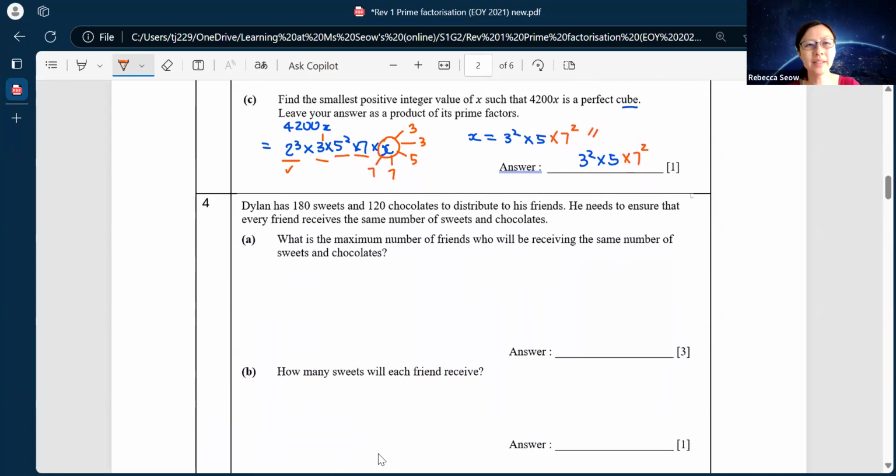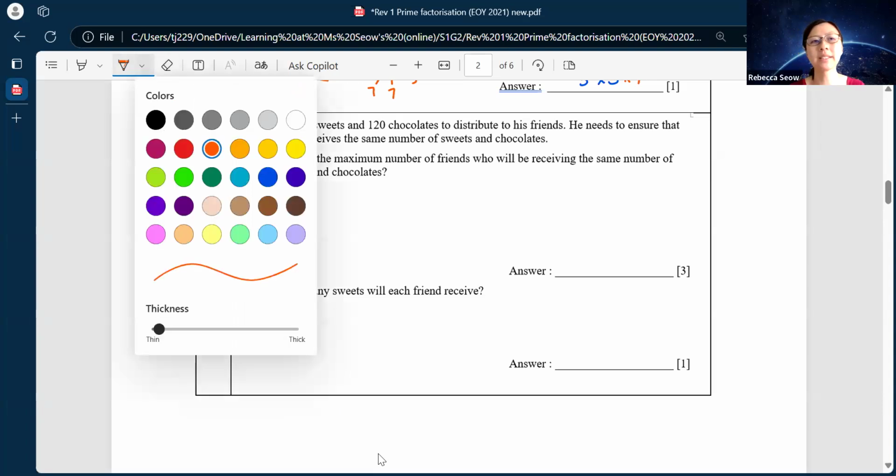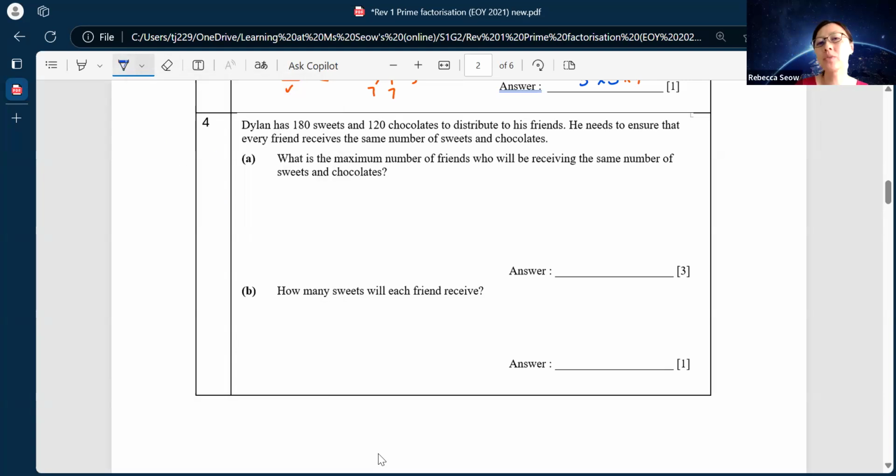Okay, now let's take a look at question 4. Dylan has 180 sweets and 120 chocolates to distribute to his friends. He needs to ensure that every friend receives the same number of sweets and chocolates. What is the maximum number of friends who will be receiving the same number of sweets and chocolates? And how many sweets will each friend receive?